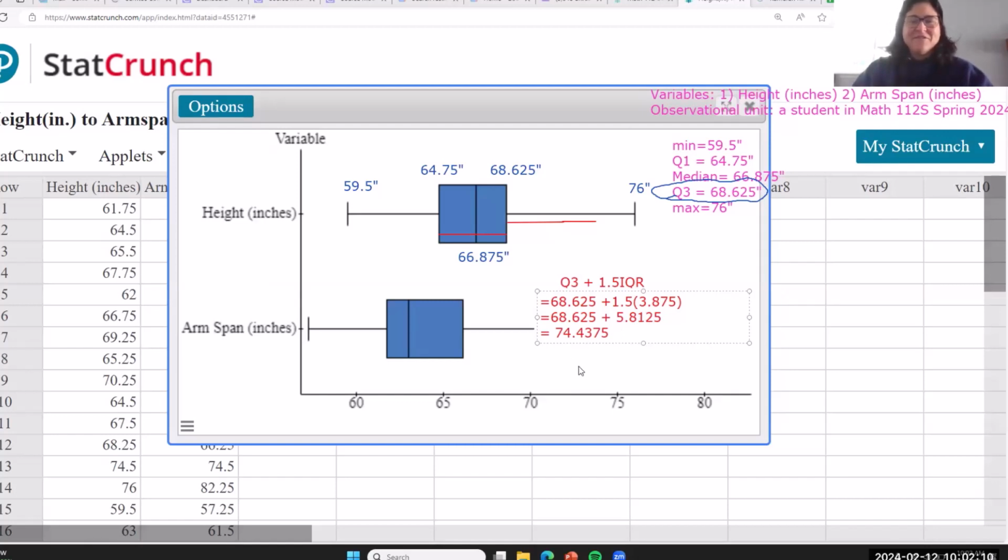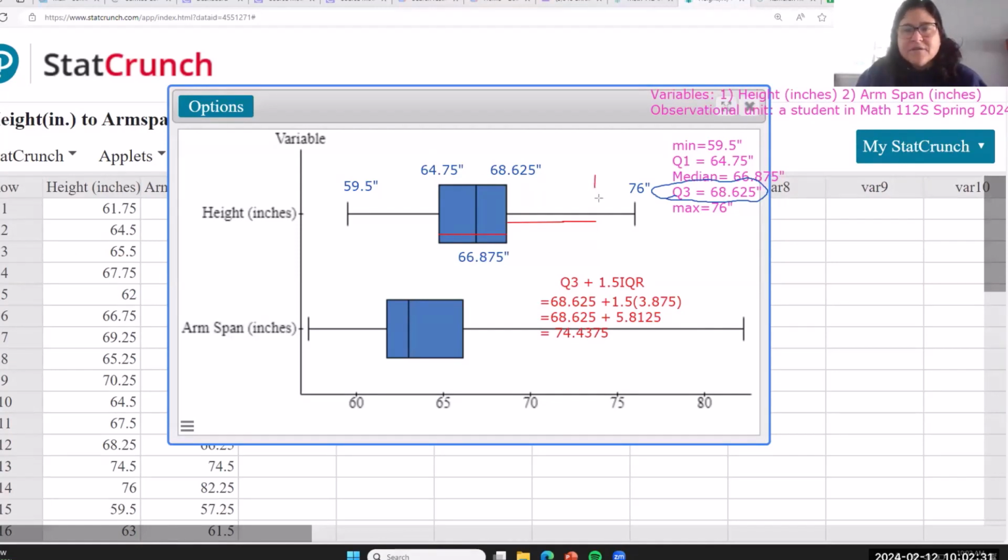Yeah, I don't want to be giving you the wrong answer. Okay, so that is now 74.4375. Notice it's about where I extended this out. That's about where that first fence is going to be. So we're going to draw our fence there.